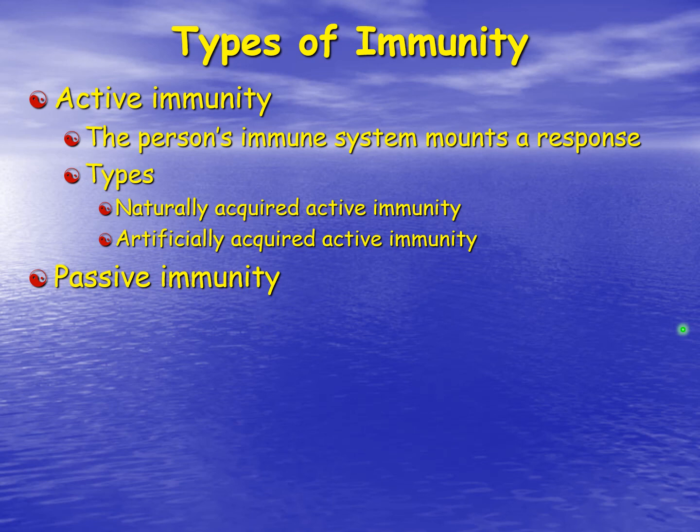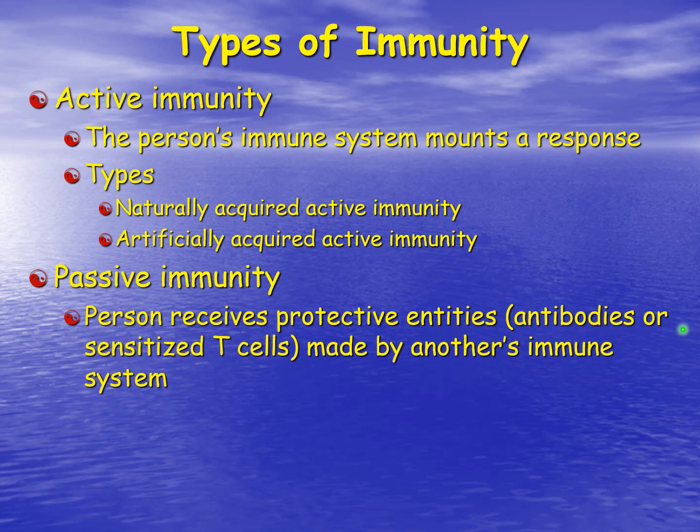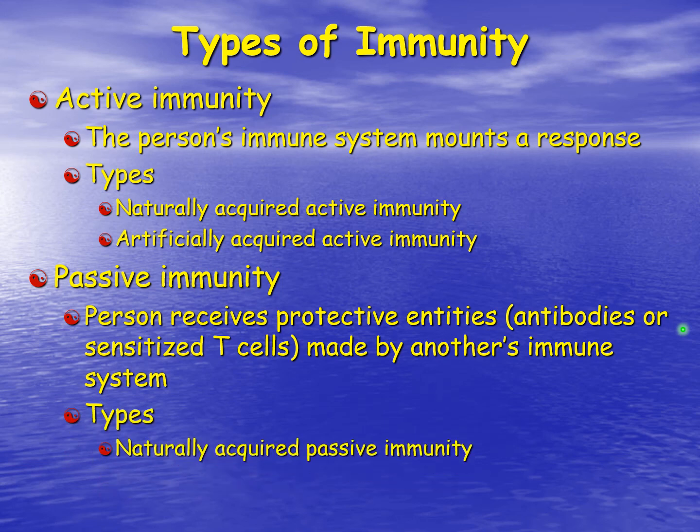Now, passive immunity is a little different. Passive immunity means that we're going to give protective components of the immune system, but your immune system did not make them. Someone else's immunity did. So the person receives protective entities, either antibodies or sensitized T cells made by another's immune system. And again, we have both a naturally acquired passive immunity and artificially acquired passive immunity. A good example of naturally acquired passive immunity is maternal antibodies, either IgG through the placenta or IgA through milk.